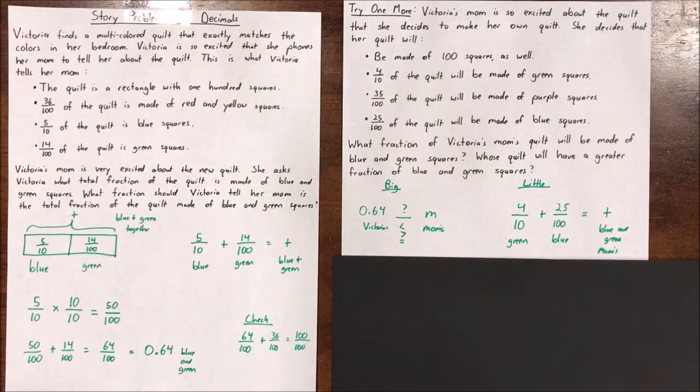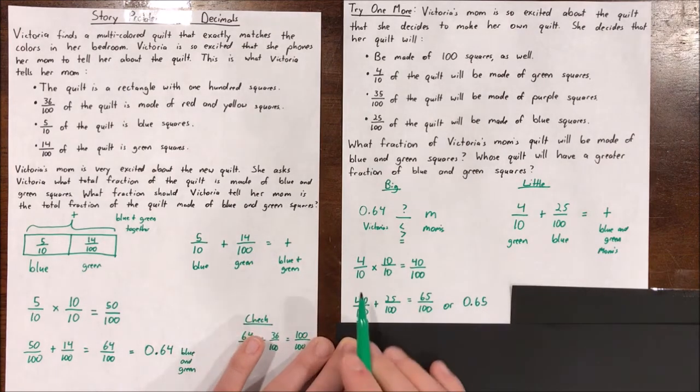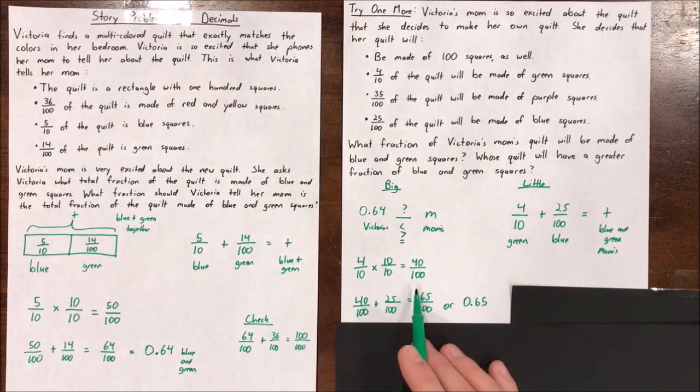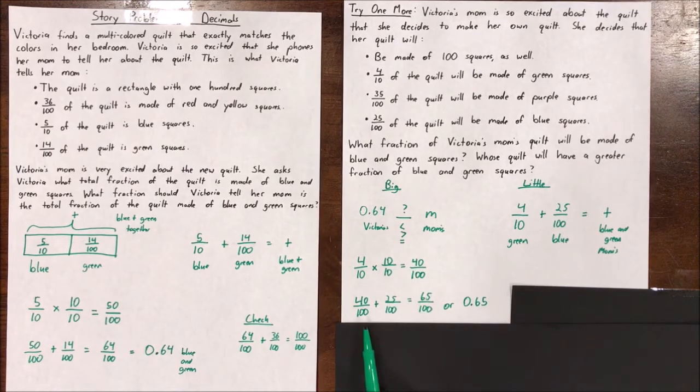Okay, great. So then, how do we solve? Say it out loud. Right. So first we have to rename our 4/10 so that we have a fraction with a denominator of 100. We multiply by 10 over 10, we get 40/100ths. We can add 40/100ths and 25/100ths to get 65/100ths, or written here as a decimal, right? That's the amount of blue and green squares in mom's quilt. Are we done? Say it out loud.